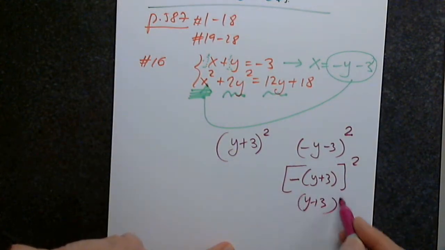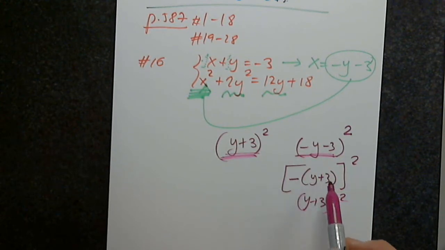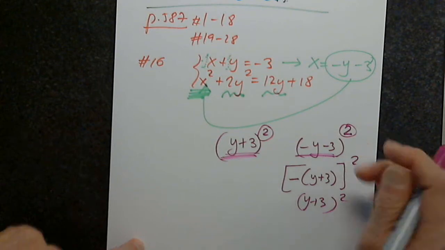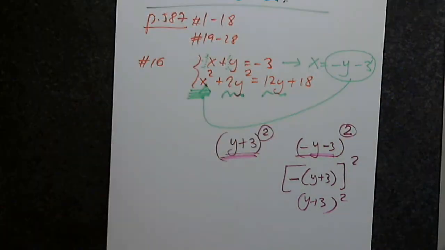So if both terms are positive or both terms are negative, it's not going to make any difference, only if we square them. If we don't square them, of course they're not the same. But if we square them, they are the same. So I'm explaining this because it's easier than squaring -y minus 3, and it's very easy to make a mistake.